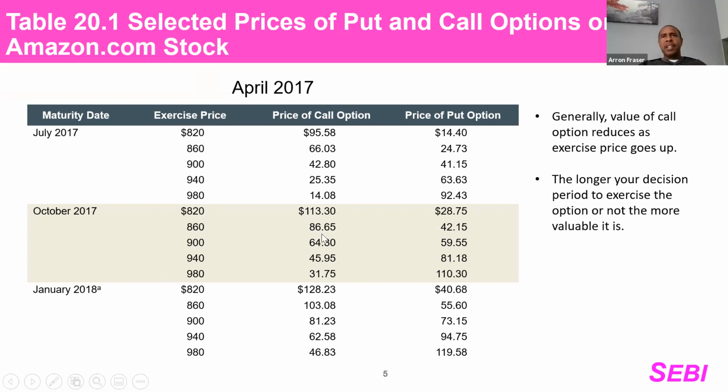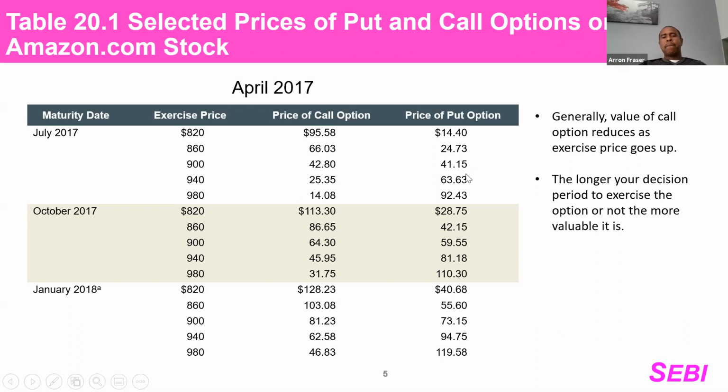The call option gives you the right to purchase a share at a particular price. For example, you can pay $64.30, which gives you the right to purchase a share in Amazon for $900. You make a deposit, or you take a position with an option trader and say, look, I will make this deposit of $64.30 to lock in the price of an Amazon share at $900. That's the call side.